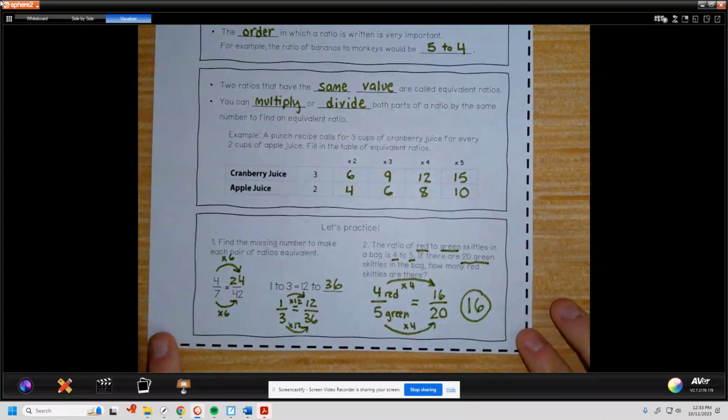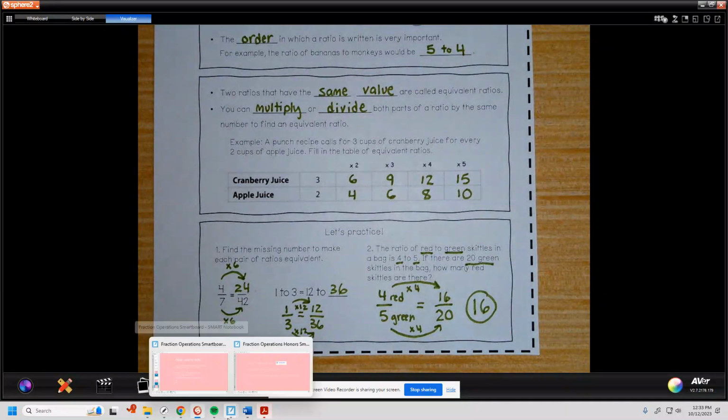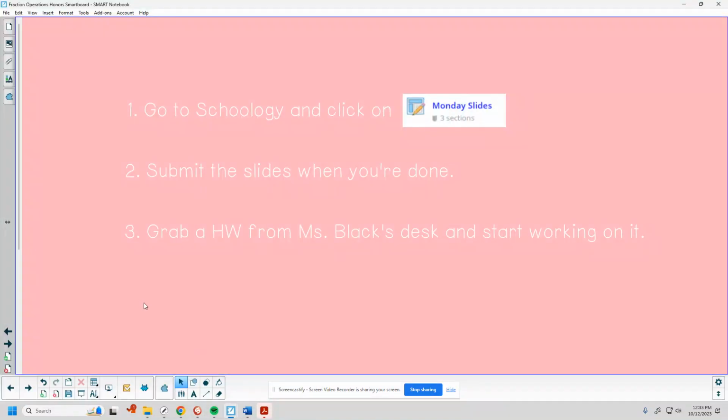All right. So once you've got all that filled in, you guys are going to be working on slides. So you're going to go to Schoology, click on Monday Slides. Just do your best. I know I'm not here and this is brand new, but I think you guys will be okay. So do your best on the slides, submit them when you're done so I can see how everyone's doing. And then you can grab a homework from my desk and start working on it.